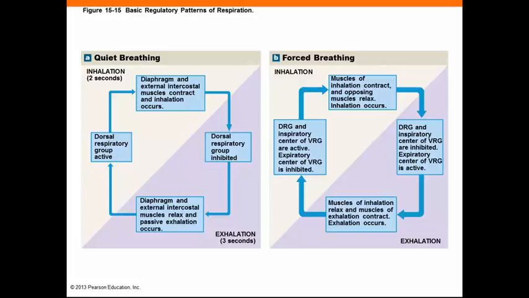The dorsal respiratory group of the medulla oblongata contains neurons that control the external intercostal muscles and the diaphragm. So they'll stimulate the inspiratory muscles for 2 seconds, and then they're quiet for 3 seconds. During the silent 3 seconds, passive exhalation is going to occur. The ventral respiratory group of the medulla oblongata functions only during forced breathing. So when it activates, the accessory muscles are involved in inhalation and exhalation.